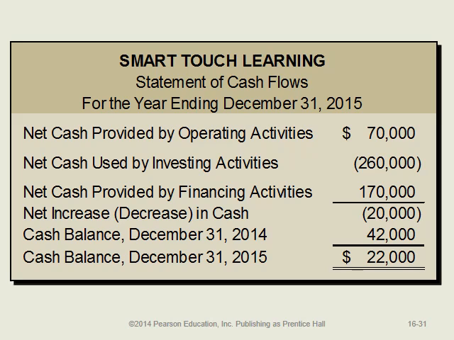Smart Touch Learning's net decrease in cash for the year is $20,000. We arrive at this by combining the net cash provided by operating activities of $70,000, the net cash used by investing activities of $260,000, and net cash provided by financing activities of $170,000. When we add the balance in cash at December 31st, 2014 of $42,000, we have a cash balance at December 31st, 2015 of $22,000, which matches the cash balance on the December 31st, 2015 balance sheet.